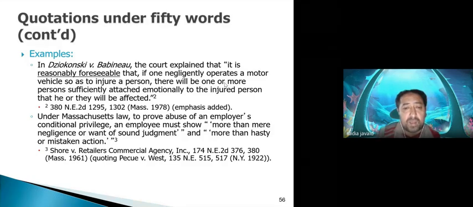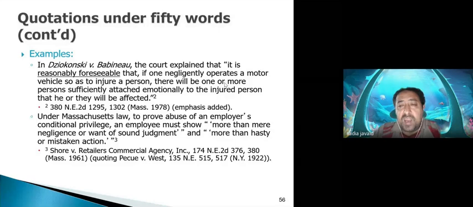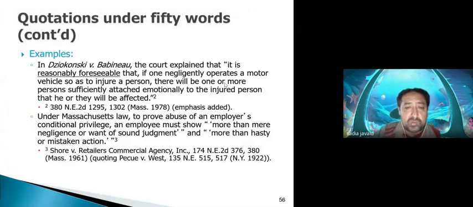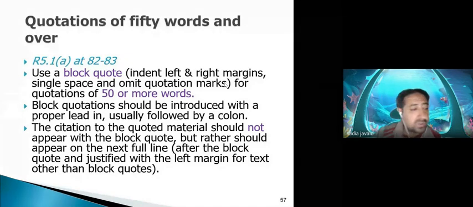You are looking at an example here: it is reasonably foreseeable that if one negligently operates a motor vehicle so as to injure a person, there will be one or more persons sufficiently attached emotionally to the injured person that he or they are affected. So it emphasizes it. For quotations of 50 or more words, use a block quote: indent left and right margins, single space, and omit quotation marks.